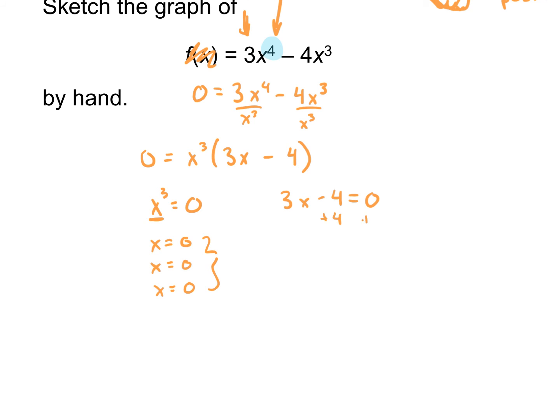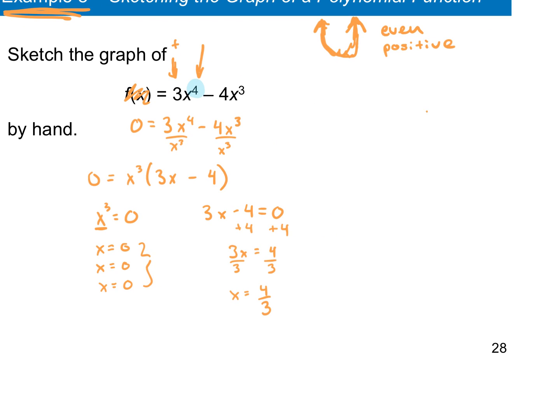So we're going to add 4 on both sides. 3x is equal to 4. Divide by 3. X is equal to 4/3. So we can go to our graph. We're just sketching it so it doesn't have to be exact.